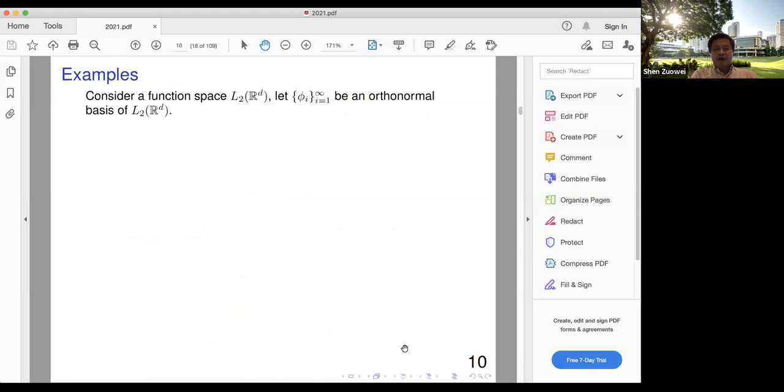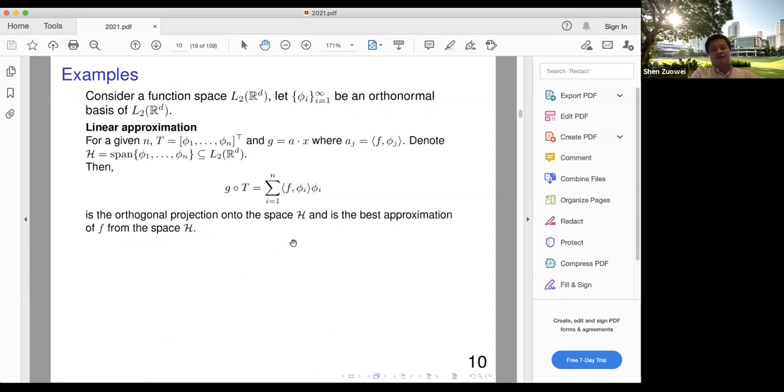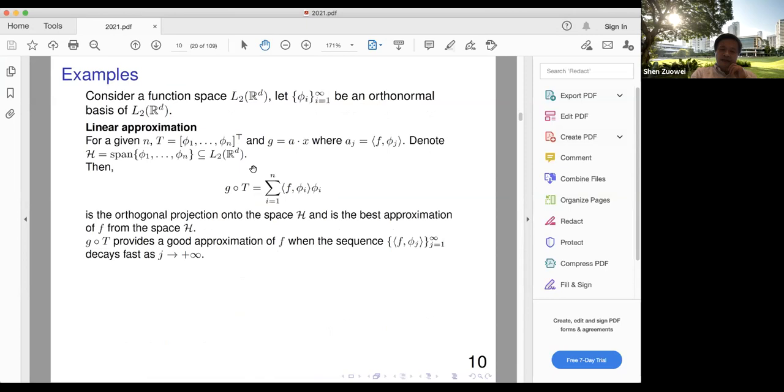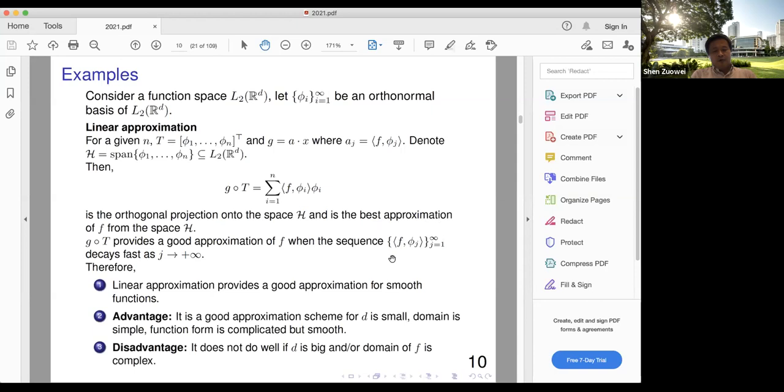So for example, if you have an orthogonal basis, then for linear approximation you basically choose the first N generators, and your best approximation in L2 norm is just the orthogonal projection. This is the inner product. So you think about this. If you want a good approximation for T or for F, the condition is very simple. This sequence should decay very fast. This sequence is what they call the Fourier coefficients or whatever. If it is a reasonable orthogonal basis, like a wavelet basis or Fourier basis, then the decay of this sequence implies the regularity or smoothness of your F. Therefore the linear approximation is good for smooth functions. The smoother the function is, the better the approximation, because it decays fast.